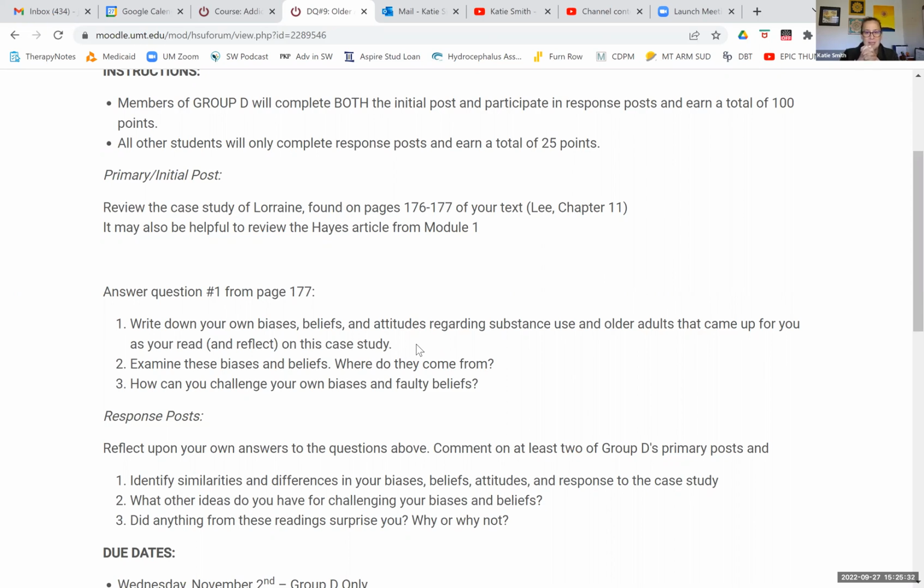Why or why not? So be sure when you're answering those that you are really elaborating. If you're making broad statements, that's a really good start, but be sure that then you also elaborate by providing examples, incorporating the text, citing your materials. And again, you probably want to look at not only chapter 11 of your text, but the Hayes article from Module 1.